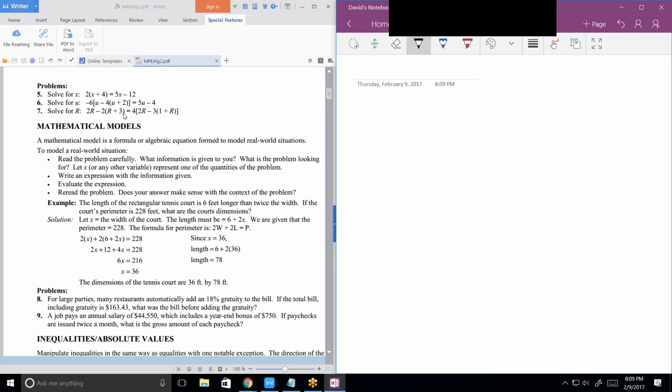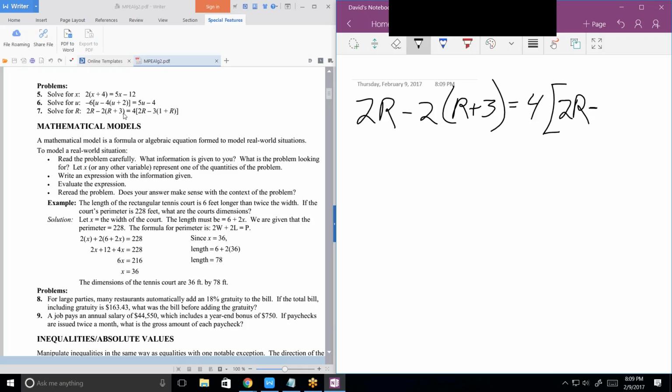All right, that one was 6. Let's have a look at 7. Let me go ahead and write it just because there's a lot going on with it. Tell me what the first thing you're going to do is. Distribute the negative 2 to the r plus 3. On the left side. So it would be negative 2r minus 6.